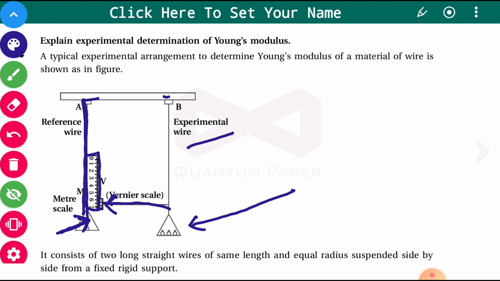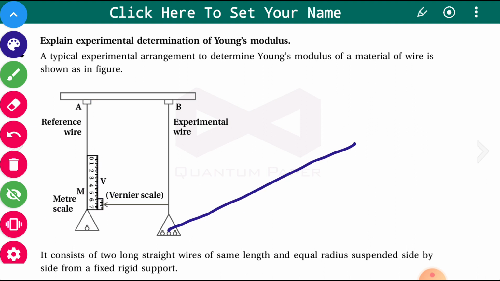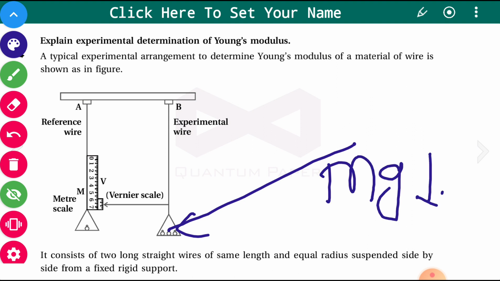Here some mass is already kept. We don't want to change this mass. Here in this experimental wire, try to understand what we do. Some load, some mass m is kept, so the mg force is in the downward direction. So this is the applied force from outside.